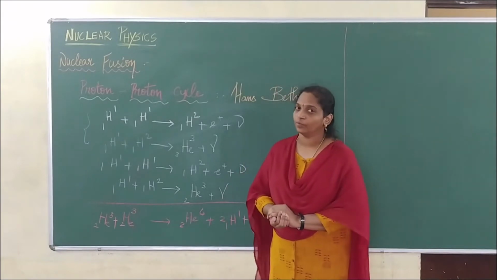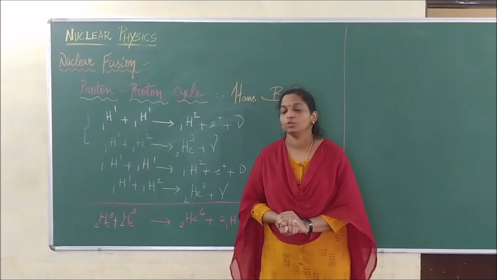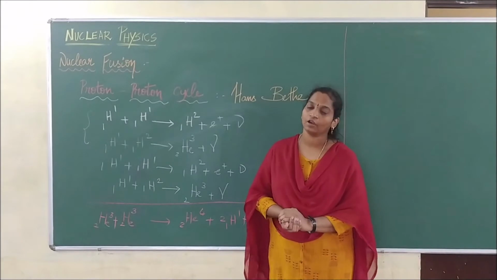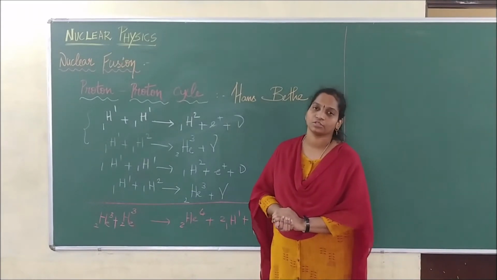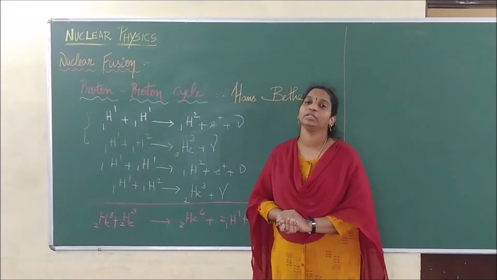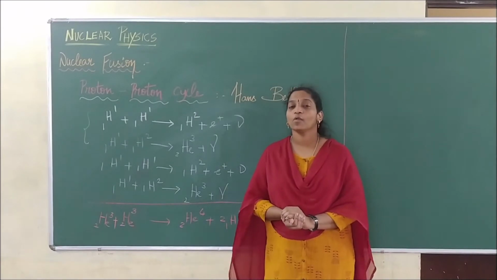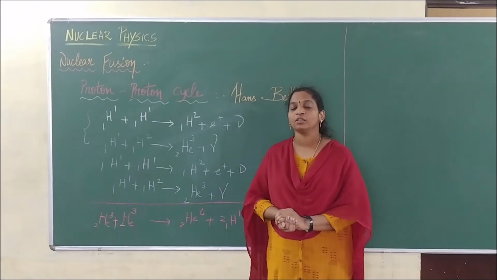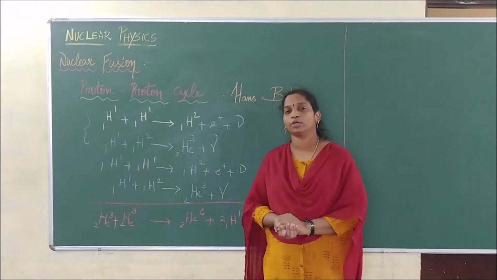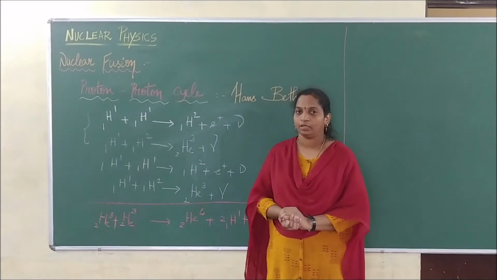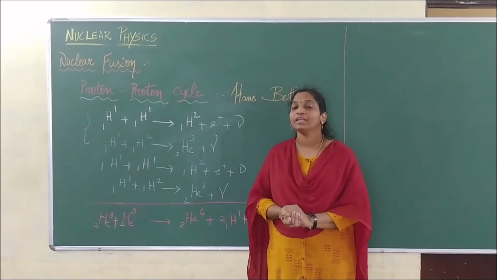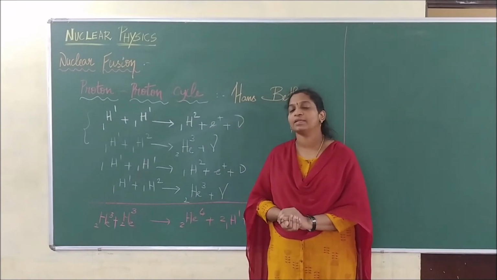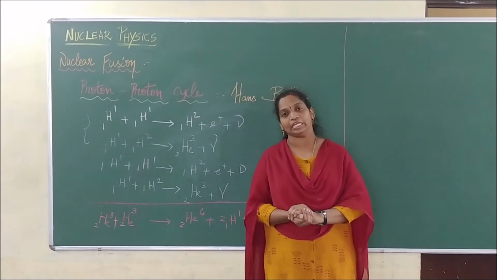We are going to learn about the proton-proton cycle, which takes place in the star in the nuclear fusion reaction, making the star release its energy. We already studied in nuclear fusion that two lighter nuclei are joined together to form what? Heavier nuclei. So what is happening? Hydrogen nuclei are joined together to form a helium nucleus.